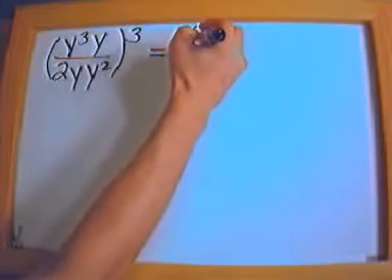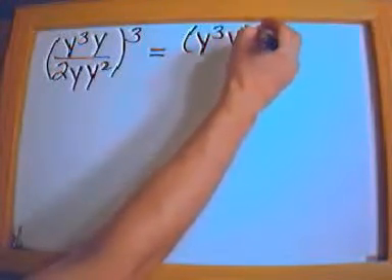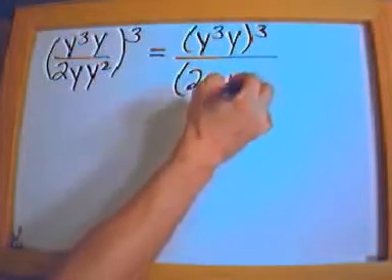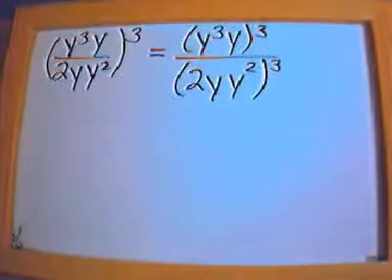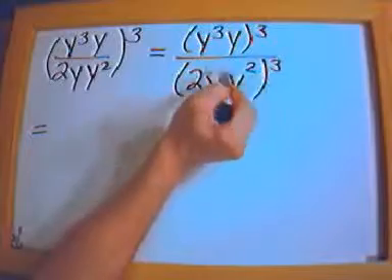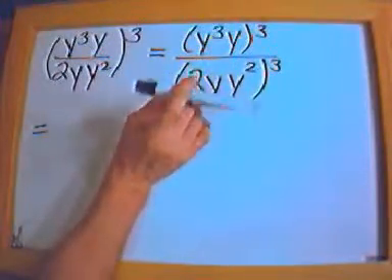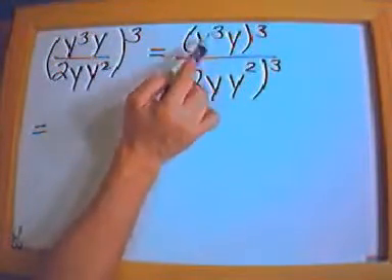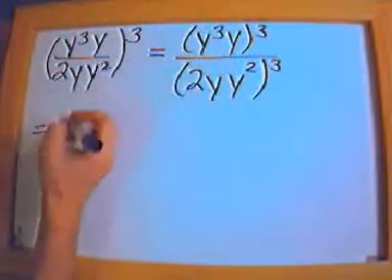I've got y to the third times y, and I'm going to raise that to the third power on the top, and then I've got 2y times y squared, and I'm going to raise that to the third power on the bottom. Now notice, I could distribute this 3 in just like I did before, but notice that because I have y to the third there and y there, and I have the same base, I can simplify the inside before proceeding by just adding the exponents.